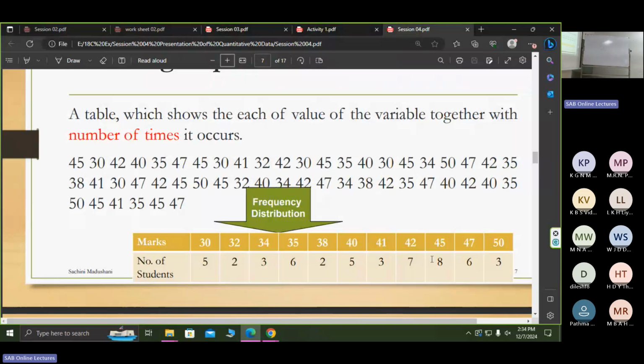Understood? Then we can say here 3, 3, 3. It means an equal number of students got 34, 41 and 50. It's clear? This is the way we can interpret the values.